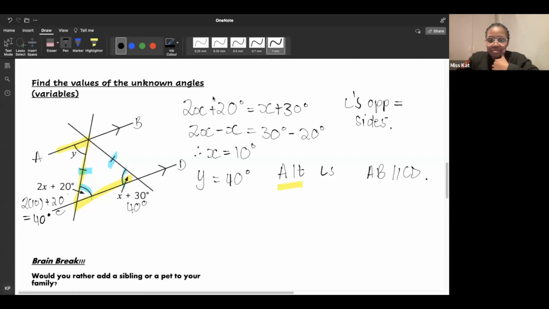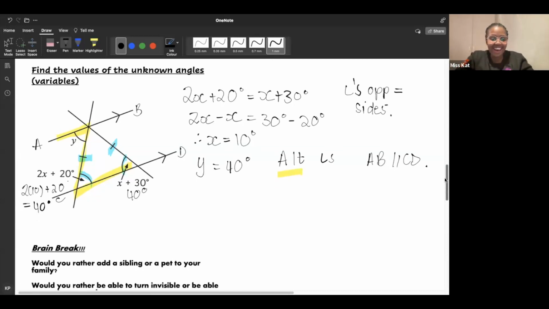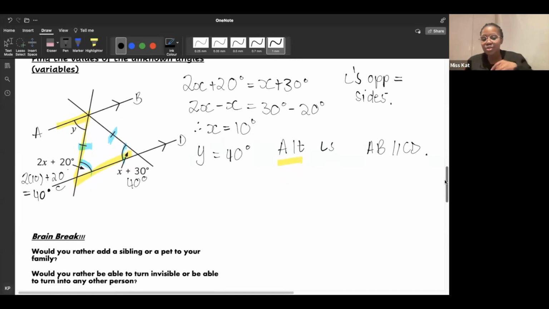Let's see. How hello is always here for the brain break. How hello, would you rather be able to turn invisible or be able to turn into any other person? Ma'am, to turn invisible. To do what? In class, when you're bored, you just turn invisible and run away.